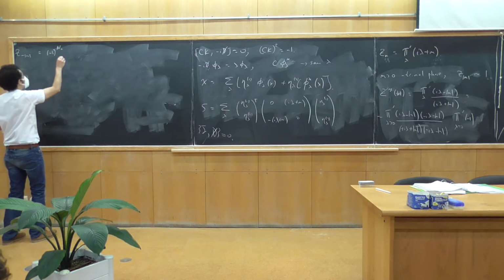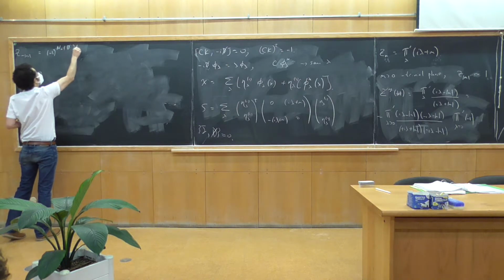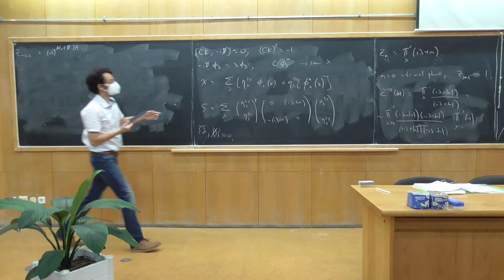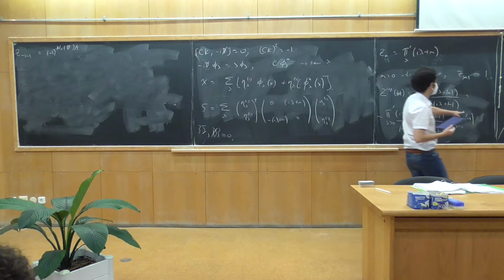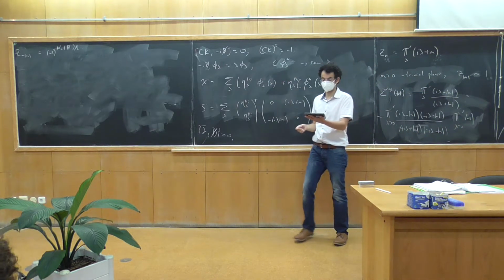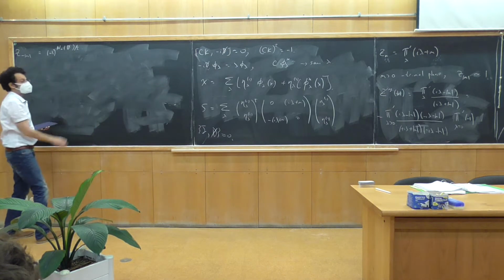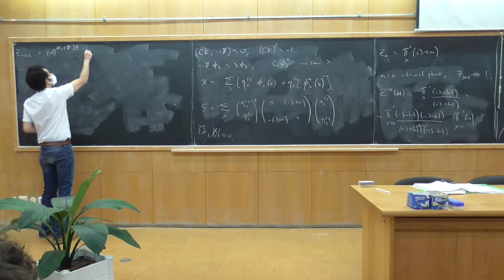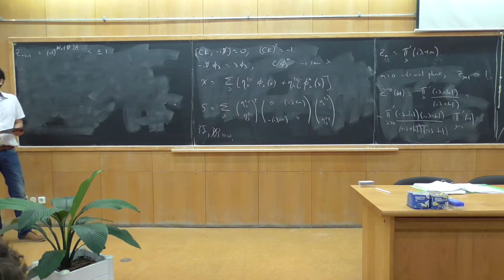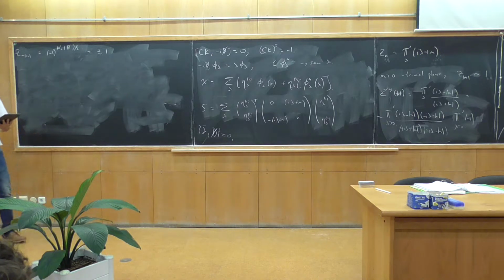...with -1 to the number of zero modes of the operator over 2. Over 2 because of this prime, we count each pair of eigenvalues once. So this partition function, we see, is actually just equal to plus or minus 1. And furthermore, this partition function is a topological invariant.